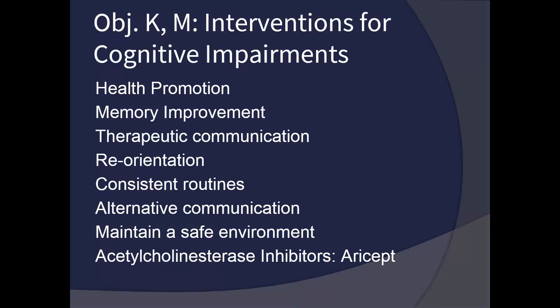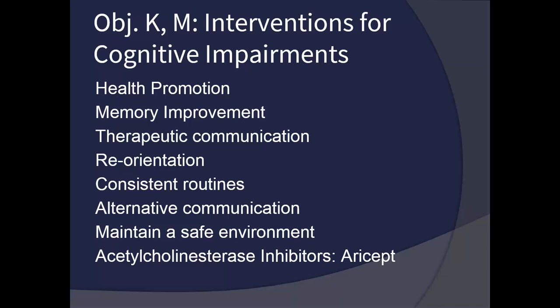In this case, use things like calendars, clocks, and appropriate light-dark cycles, keeping the shades open in the daytime and shut at nighttime, rather than directly reorienting the patient. Redirection or distraction is more effective for dementia. This is getting them focused on something else if they are going down a trail that they shouldn't be on. Alternative communication, things like word, letter, or picture boards can be helpful for patients with aphasia.